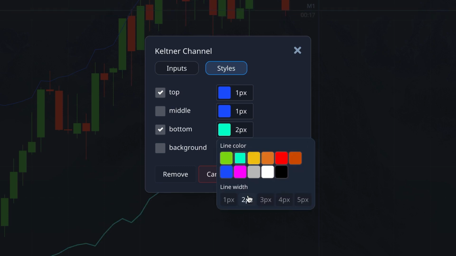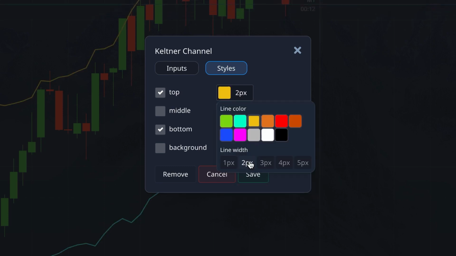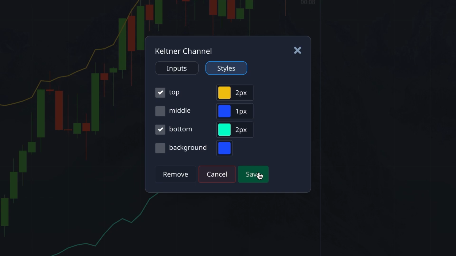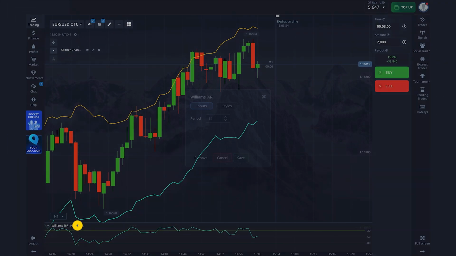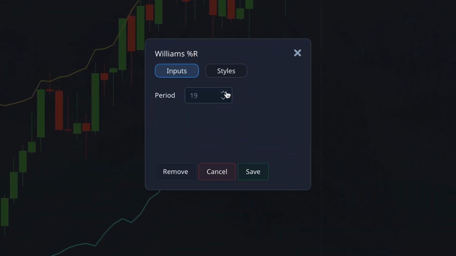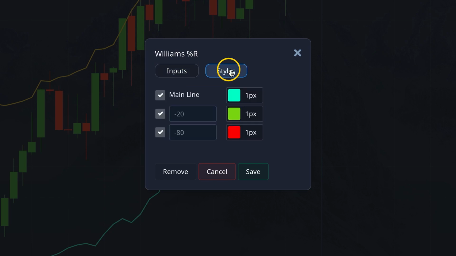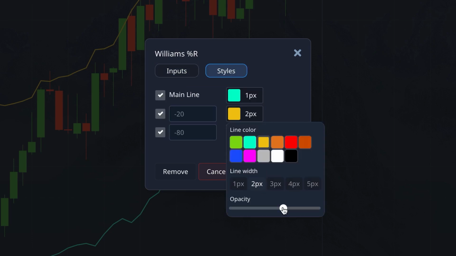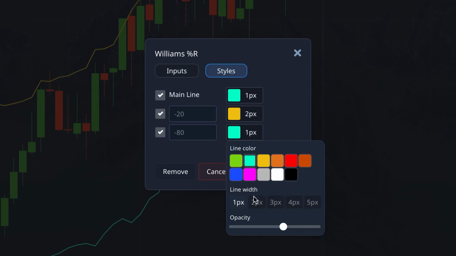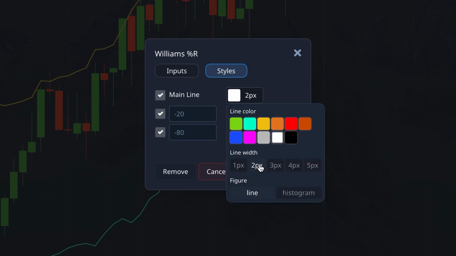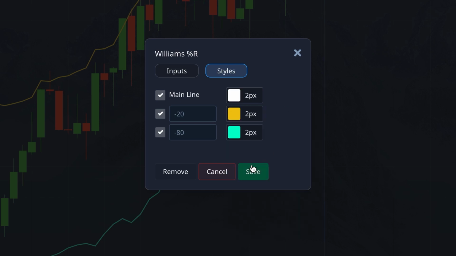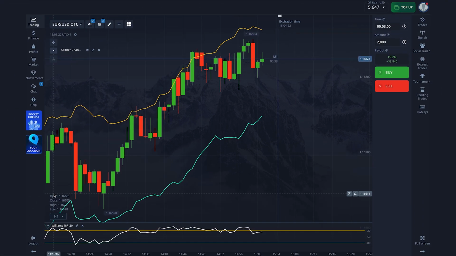Set the bottom line to turquoise, 2. Set the top line to yellow, width 2. Save. Let's configure Williams. Set the period to 20. Go to Style. Set the -20 line to yellow, width 2. Set the -80 line to turquoise, width 2. Save. The indicators are ready to go.